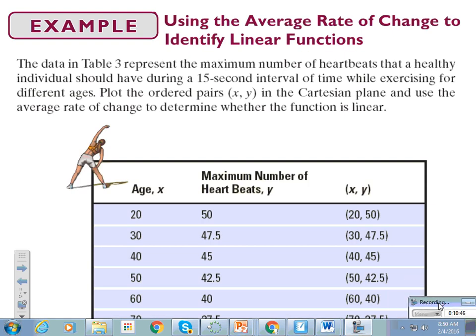All right, so the next example is: the data in Table 3 represents the maximum number of heartbeats that a healthy individual should have during a 15-second interval of time while exercising for different ages. Plot the ordered pair x, y in the Cartesian plane and use the average rate of change to determine whether the function is linear.